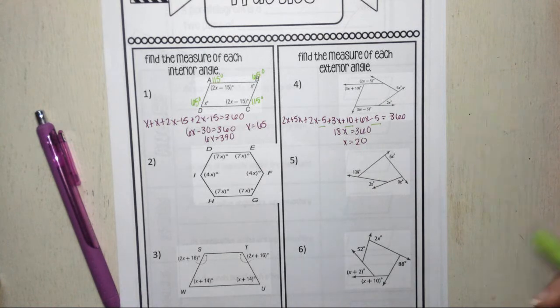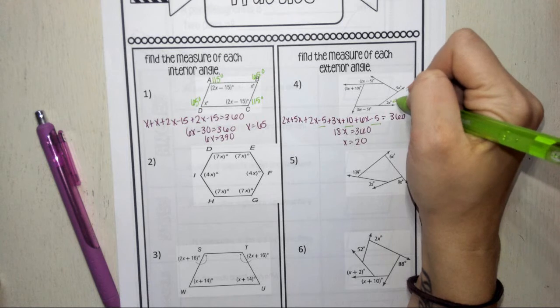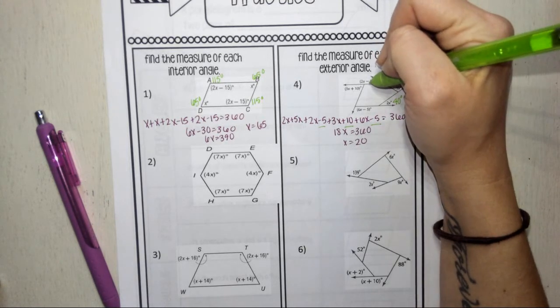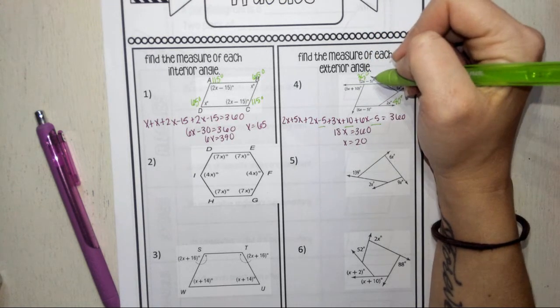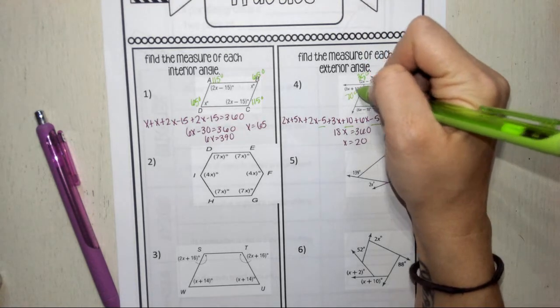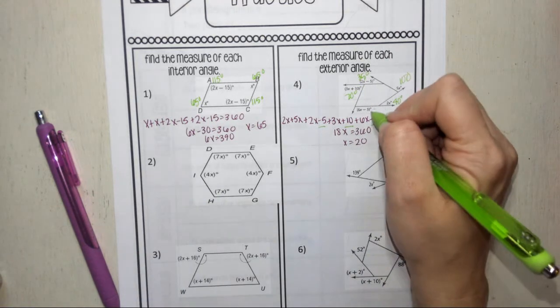Now, did it ask me for x or did it ask me for my angles? It asked me for my angles, so I need to plug this back in. So 2 times 20 is 40. 5 times 20 is 100. 2 times 20 is 40, and 40 minus 5 is 35. 3 times 20 is 60, and 60 plus 10 is 70. 6 times 20 is 120, minus 5 is 115.